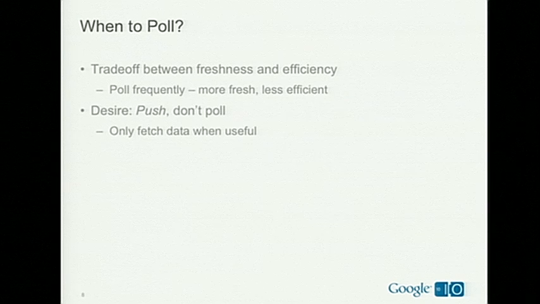So what does this mean? How does this affect our design? When do we want to poll? Well, like everything else in engineering, there's a trade-off. And here, there's a trade-off between freshness and efficiency. If you poll very frequently, you'll have very fresh data, but your application's not going to be as efficient. Poll less frequently, and your data is not going to be as fresh, but you'll be a little bit better on the battery.